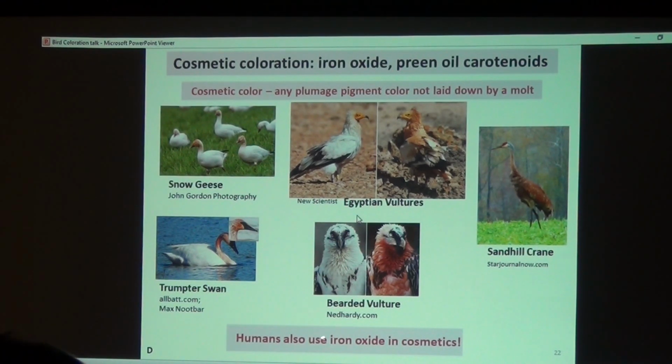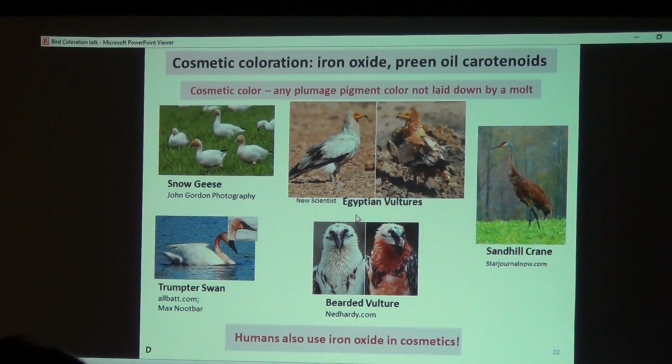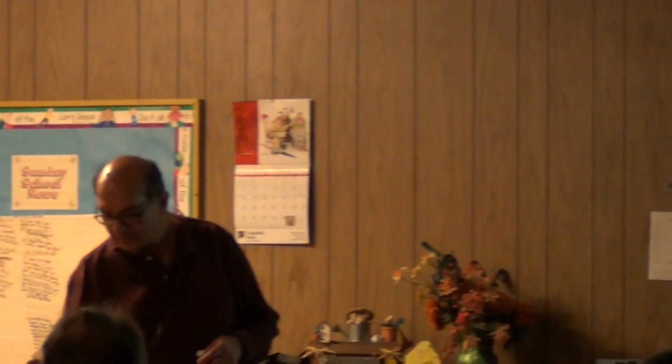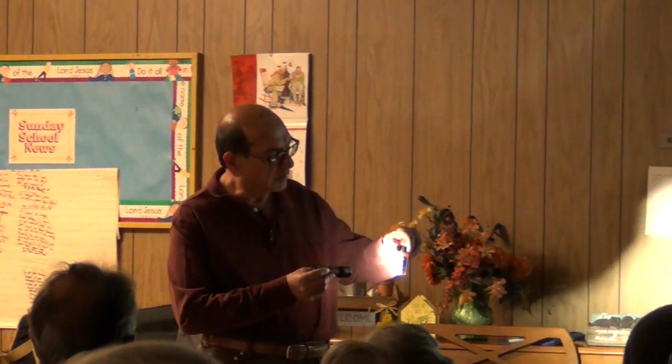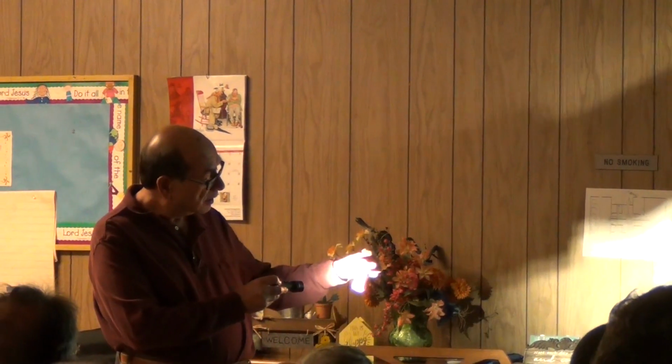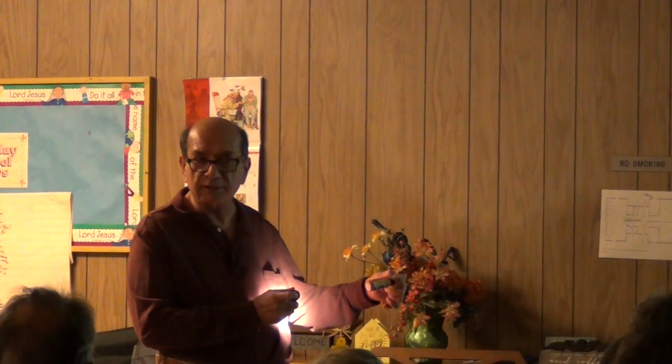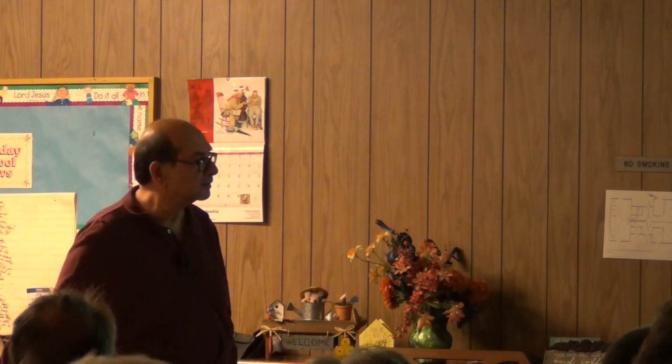Now, humans also use iron oxide in cosmetics. So you can actually buy iron oxide. You can see here, this is a reddish brown powder, as you would expect. It's rust colored. And one of the uses that it's sold for is as a colorant in human cosmetics. It's safe for external use, and it's approved by the FDA as safe for external use. So birds are not the only animals that use iron oxide in cosmetics.